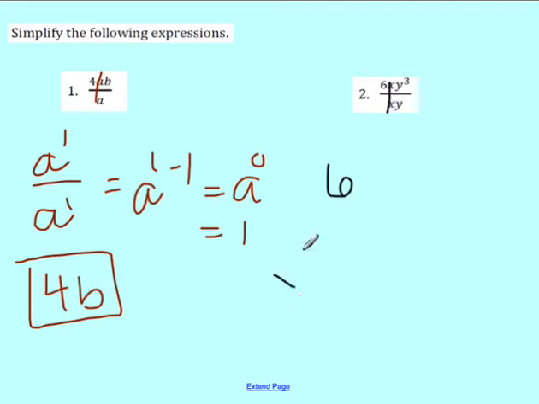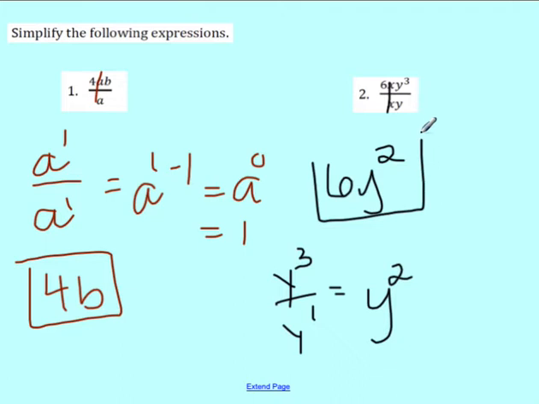Now let's take a look at our y's. So we have y to the 3rd over y to the 1st. Remember, if there's no exponent, the exponent is 1. So then you're going to subtract those powers and you're left with y squared. So then we're left with 6y squared. Now notice that on both of these problems, my answer ended up without having a bottom. That means my denominator completely divided into the numerator. You always want to look where the bigger amount of exponents lie. We'll talk about that in a second.